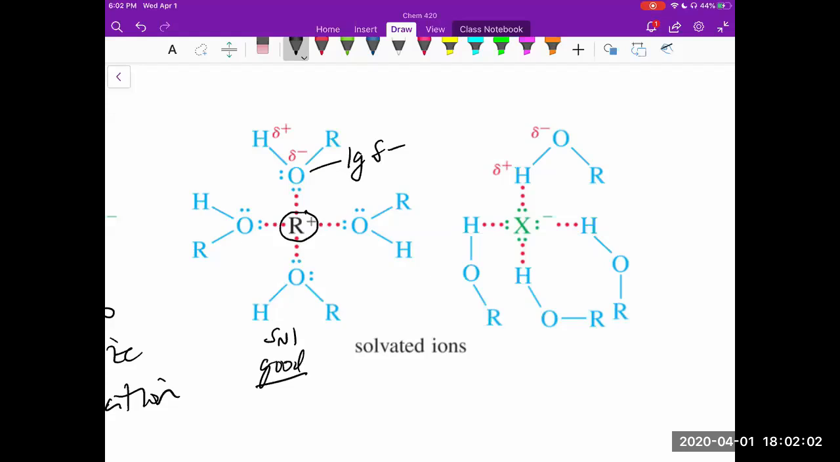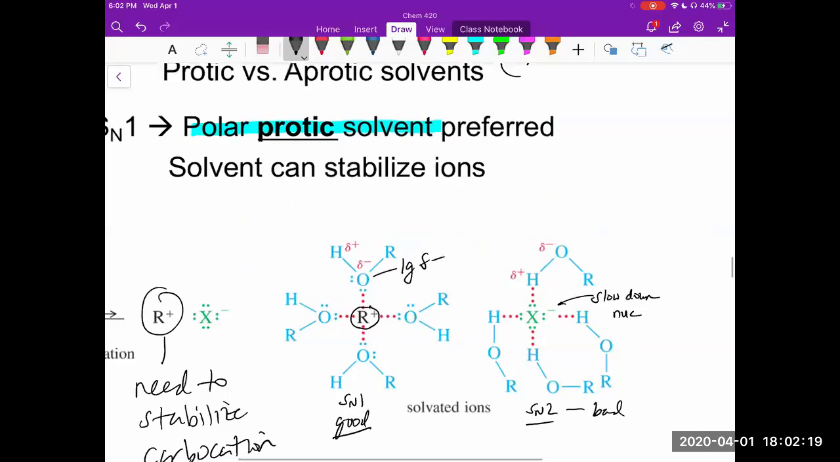Here's a polar protic solvent in the SN2 situation. It's going to slow down the nucleophile. So in SN2, it's bad. And so what we'll see is SN1 reactions a lot of times run in water or alcohols, which we just saw two examples of, right? And a lot of times that solvent actually is the nucleophile too.